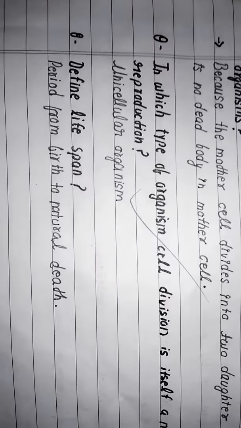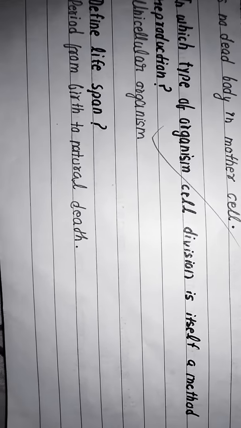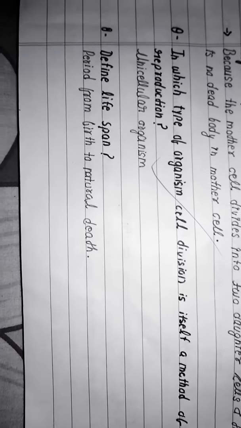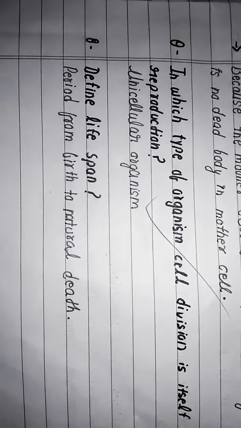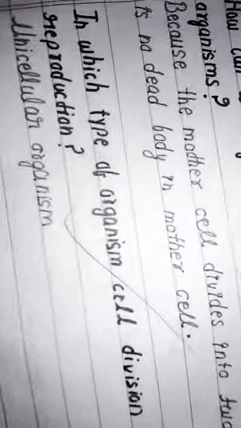Now the next question is: in which type of organism is cell division itself a method of reproduction? As you know, it is very simple: unicellular organisms. Define lifespan. The period from birth to natural death is defined as lifespan.